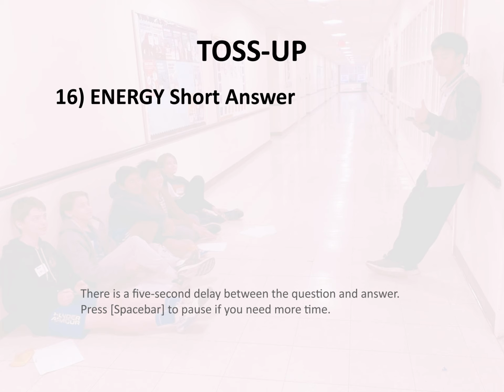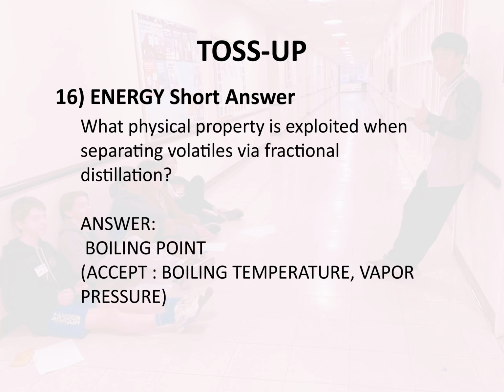Toss-up 16. Energy short answer. What physical property is exploited when separating volatiles via fractional distillation? Answer: boiling point.